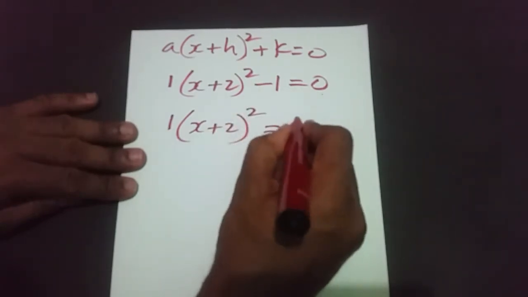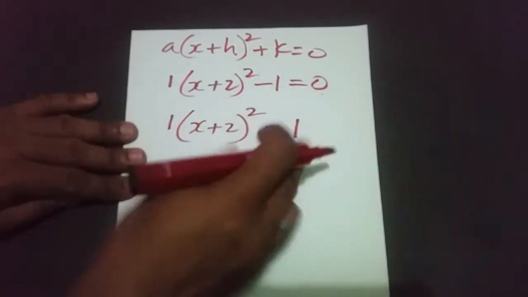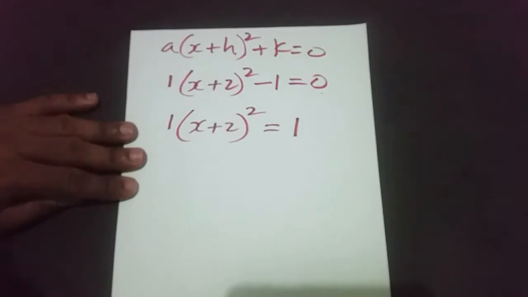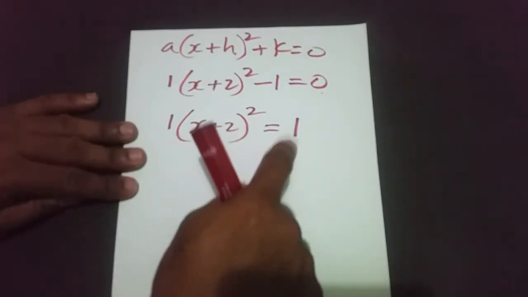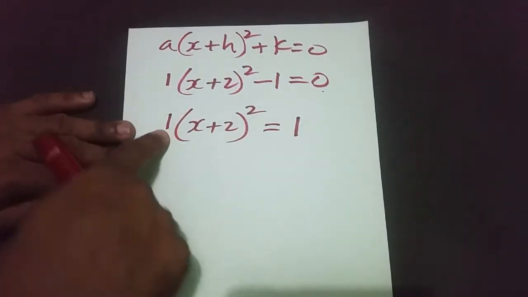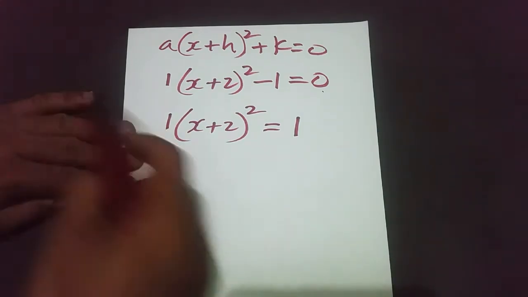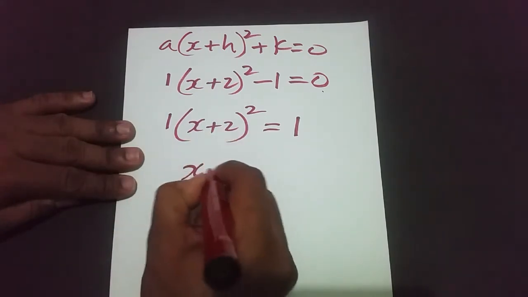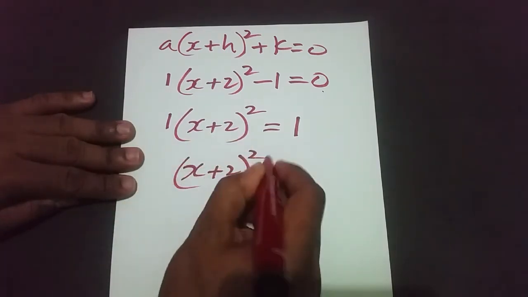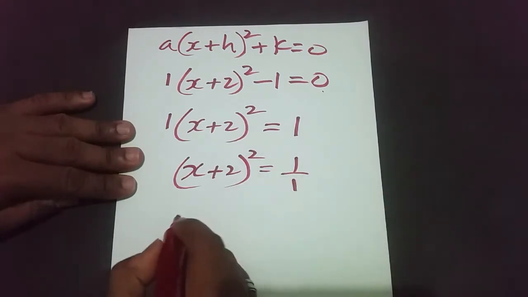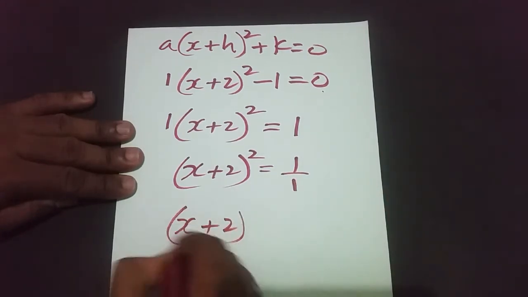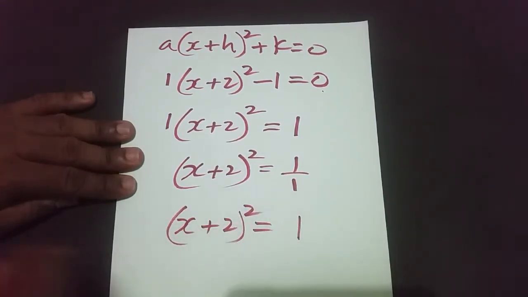Carry this over, it becomes positive. Of course, 0 is there first, so only 1 is going to be on the right hand side. And then, whatever is over here, we're going to divide that by 1, or whatever number is here. In this particular case, a here is 1, so we're going to just divide that by 1. So follow these procedures and it should be golden. So x plus 2 all squared equals 1.